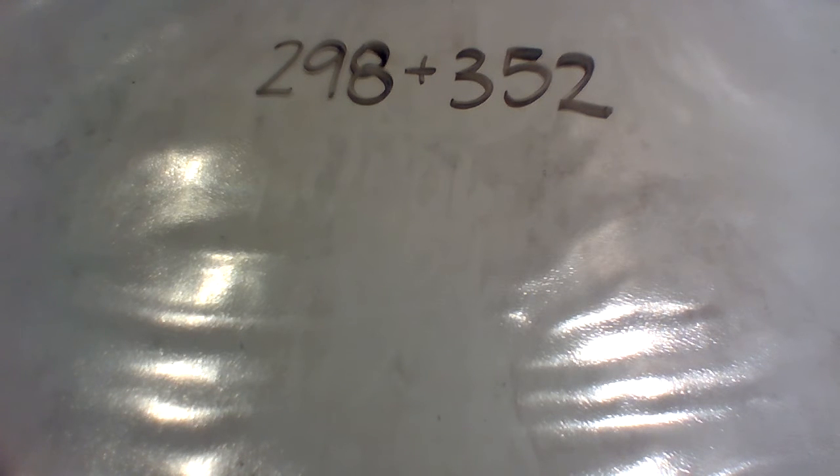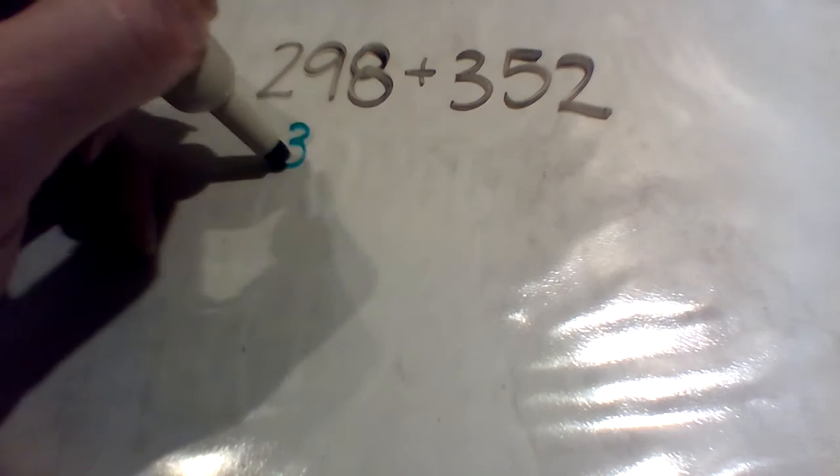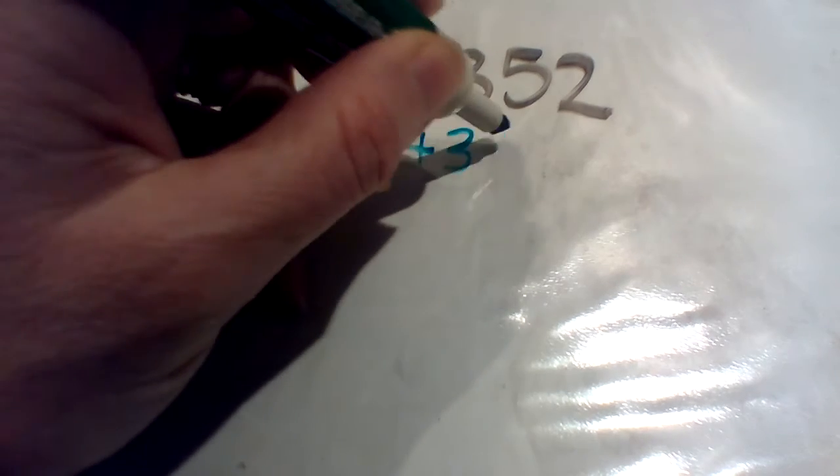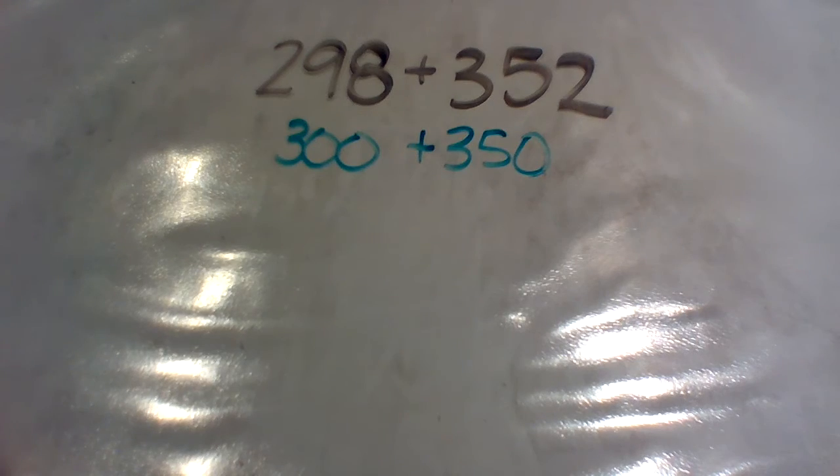Happy Wednesday. So we know for Wednesday our first one is whole number addition, and we have our multi-digits. So we are going to round up. I'm going to have 300 plus, I'm going to round this one down to 350, because it's just going to be easier numbers to work with.